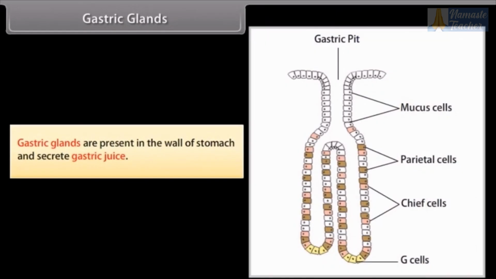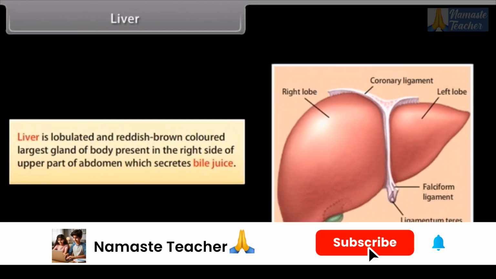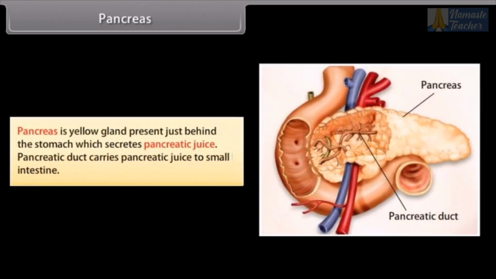Gastric glands. Gastric glands are present in the wall of stomach and secrete gastric juices. Liver. Liver is lobulated and reddish-brown colored largest gland of body present in the right side of upper part of abdomen, which secretes bile juice. Pancreas. Pancreas is yellow gland present just behind the stomach, which secretes pancreatic juice. Pancreatic duct carries pancreatic juice to small intestine.